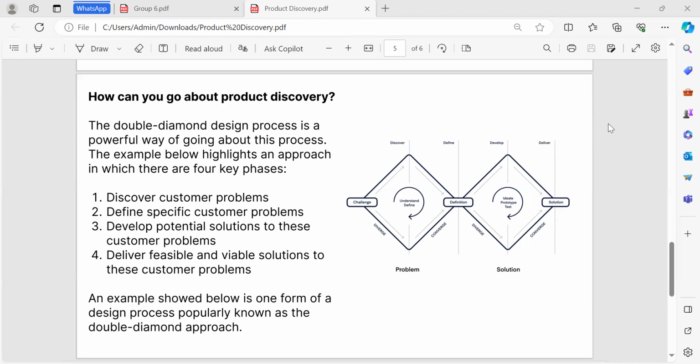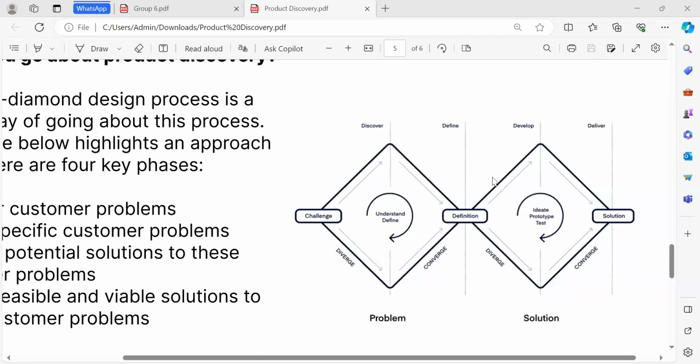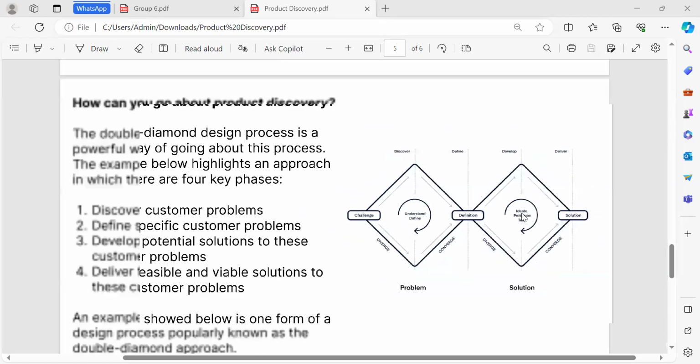You can also see it in the image as well. If you're not able to see, I can just zoom in so that it could be visible to you in a better way. So as we discover, define, develop, and deliver, this is the process in which we are going to move ahead. First, we get the challenge, we understand and define it, we get the definition, we ideate, prototype, and test the solution. So what is ideation? What is prototyping? What is testing? We will talk about all of this in the ahead videos, but for now, I'm just leaving it here.